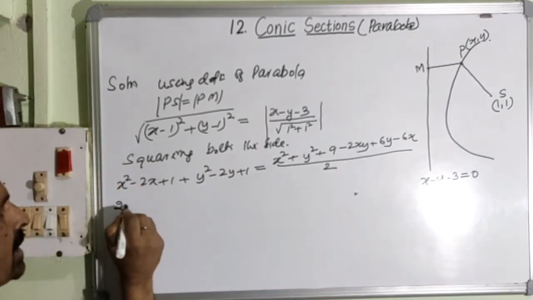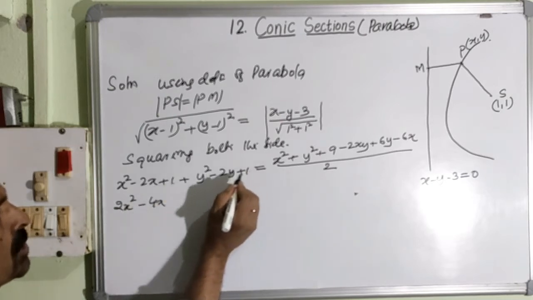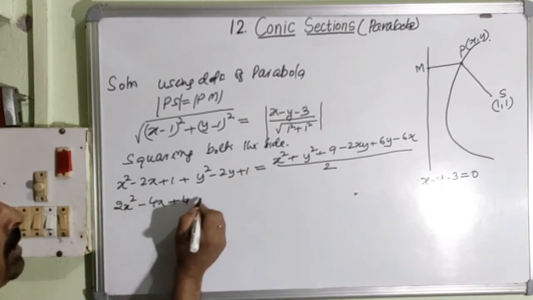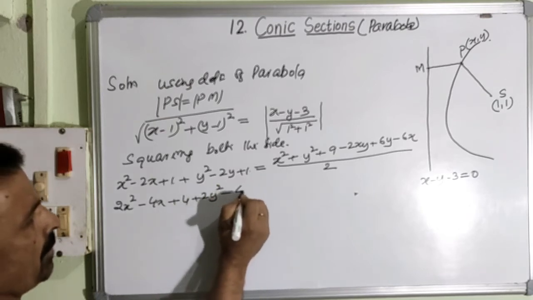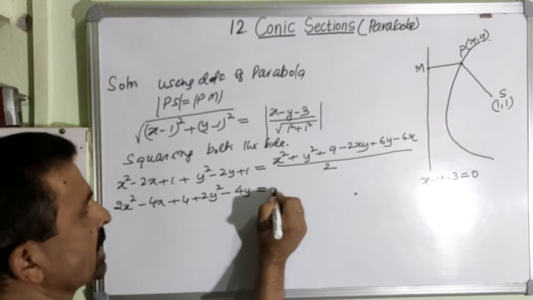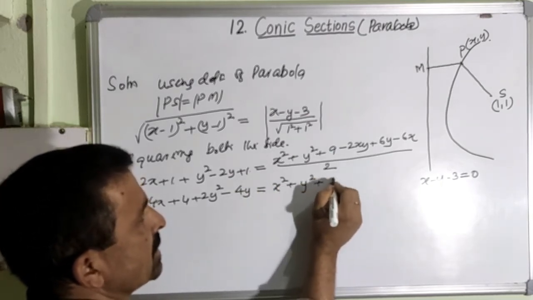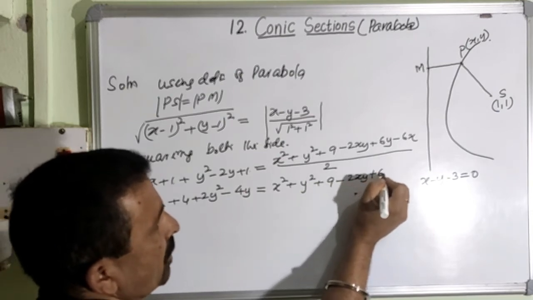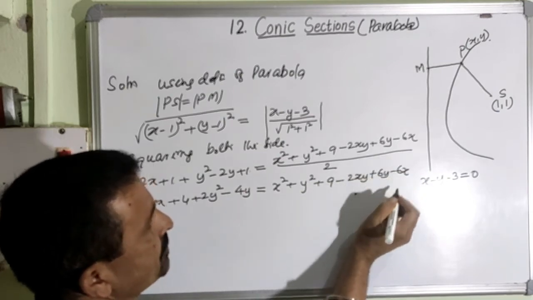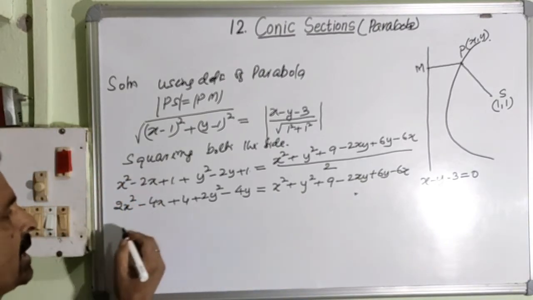This is 2x square minus 4x. 1 plus 1 is 2, so this is equal to 4, and then y square will become 2y square, minus 2y will become minus 4y. On the right-hand side we have x square plus y square plus 9 minus 2xy and plus 6y minus 6x. Now shift all the terms to one side, the left side, and then simplify.